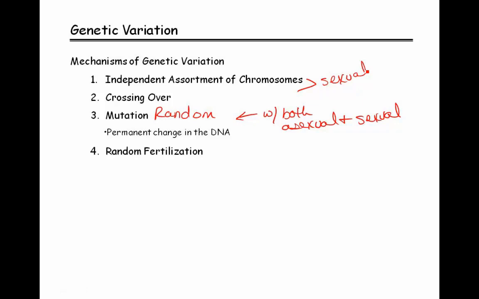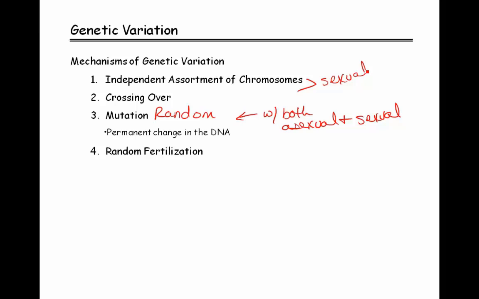The last type of genetic variation or mechanism of genetic variation is going to be random fertilization. And this is more than just, say, a random male meeting a random female, but also a random selection of an egg from one female and a random selection of a sperm cell from one male, and then those combining with each other. So all 4 of these types of genetic variation are possible if we're talking about sexual reproduction. If we're talking about asexual reproduction, it would just be mutation. So we're certainly going to have a lot less variation, if any, if we're talking about asexual reproduction.